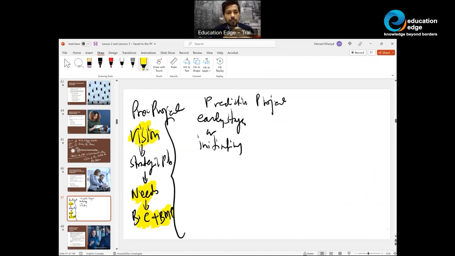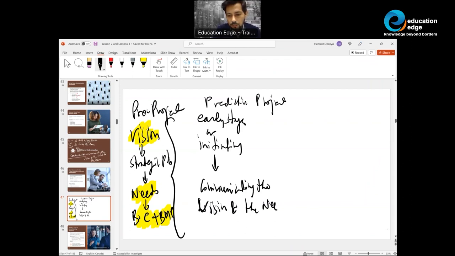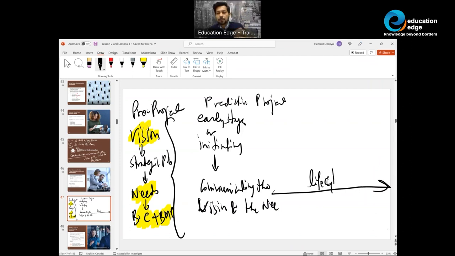They will develop understanding of this. And then right in the beginning itself, they will start communicating this, communicating the need, vision and the need. And they will continue to do this throughout the life cycle so that every team member understands where are we heading to, what is the vision, and what need are we addressing here. What problem are we solving, and what opportunities are we trying to exploit? That's what business need is.